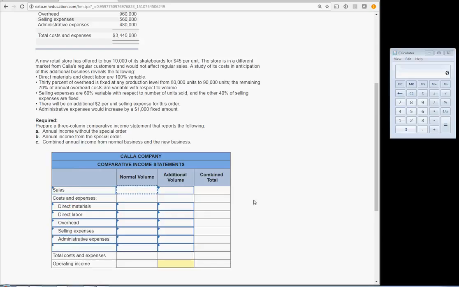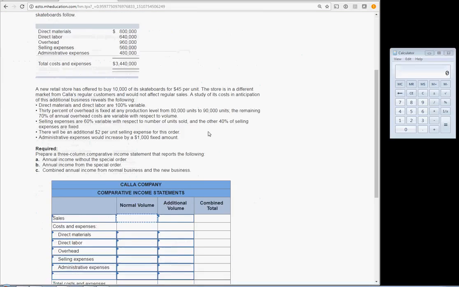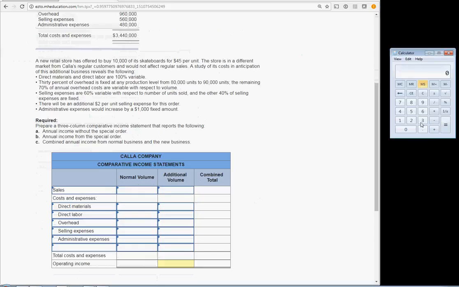So let's talk about our normal volume. How do we end up getting to normal volume? Well, we normally sell 80,000 units at $50 per unit, right? I think that's around 4 million, so 80,000 times 50. Yep, 4 million bucks. That's going to be our normal volume. Nope, except I need another zero.